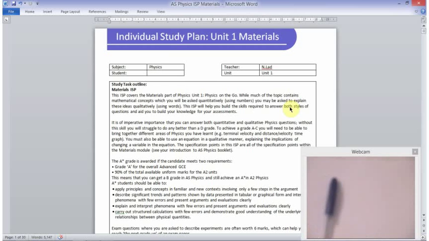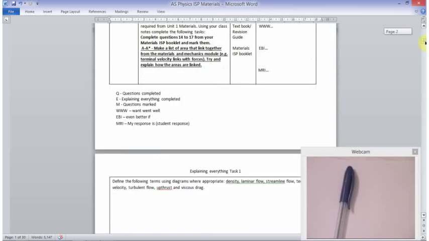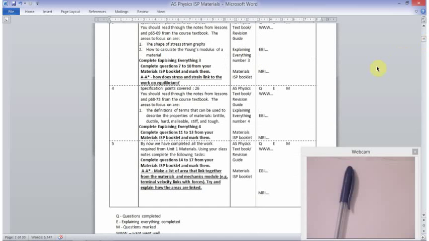Hi, and in this video I'm going to go through Mechanics Unit 1 of Edexcel Physics, Materials Unit 1 of Edexcel Physics, ISP Task 4. If you look at that, it's talking about the definitions of some key terms really. It's brittle, ductile, hard, malleable, stiff and tough. So that's the plan for this ISP task.